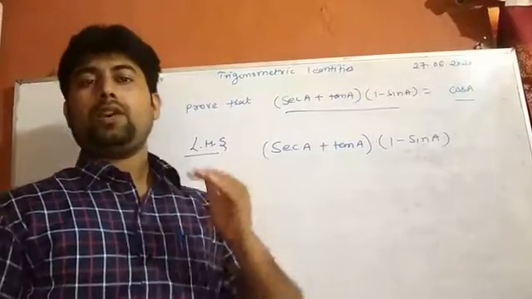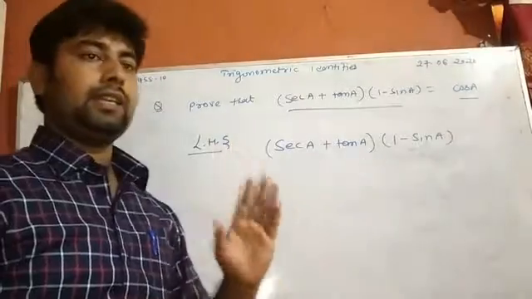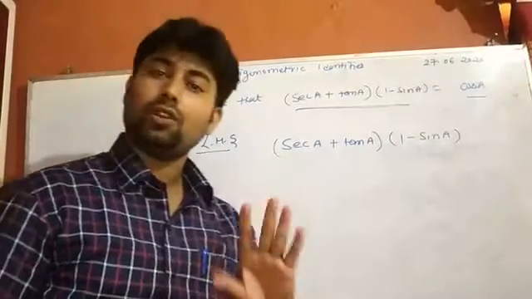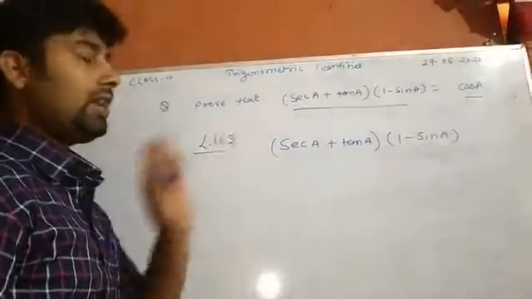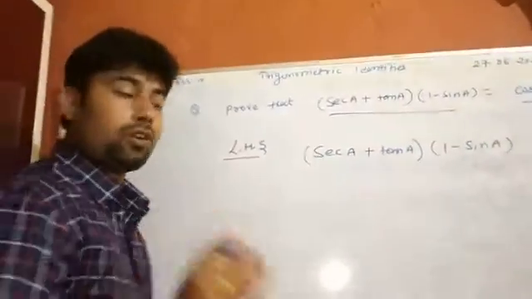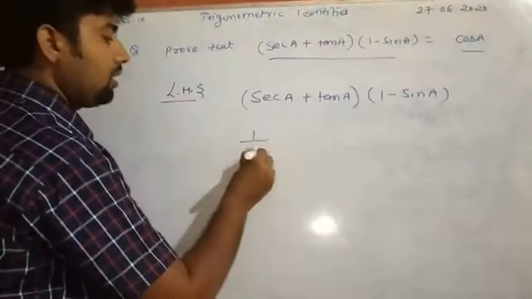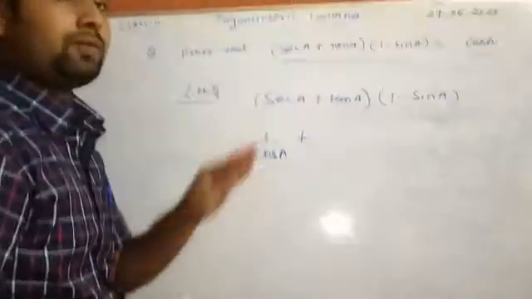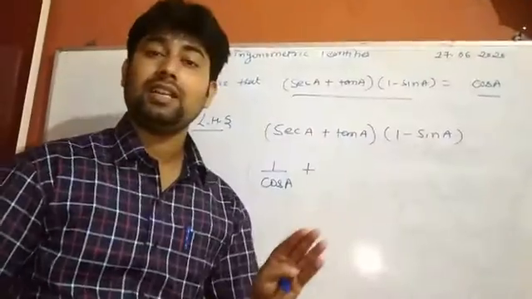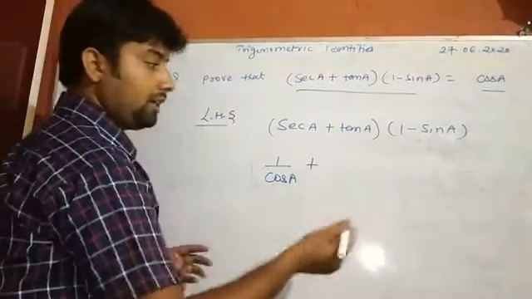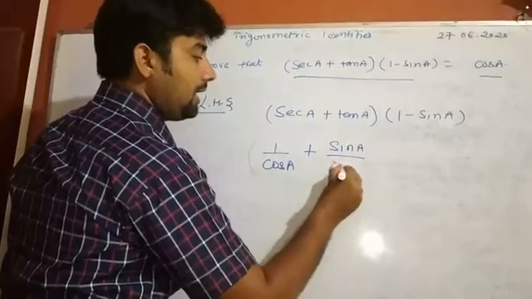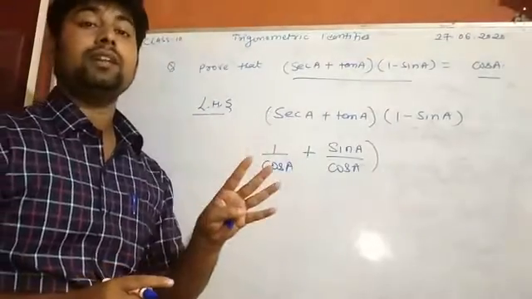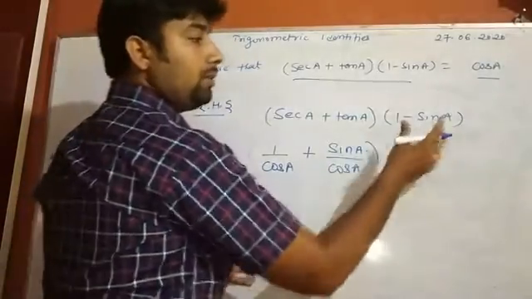So the very first rule: whenever you start solving any trigonometric identity question, most of the time you have to write the trigonometric ratios in terms of sine and cos. We know how to write sec in terms of cos, so we write 1/cos A. The reciprocal of cos is called sec. And tan theta in terms of sine and cos is sin A/cos A. So sec A is 1/cos A, and tan A is sin A/cos A.